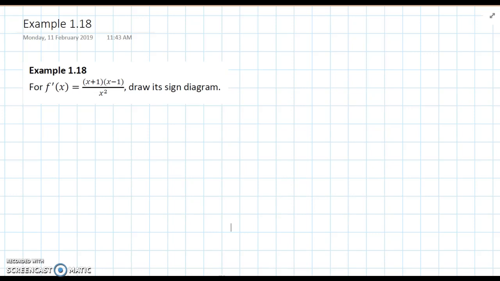So from the numerator, we're going to have x-intercepts equal to plus 1 and minus 1, and our vertical asymptotes are going to be equal to 0 because x squared gives us a repeated root.